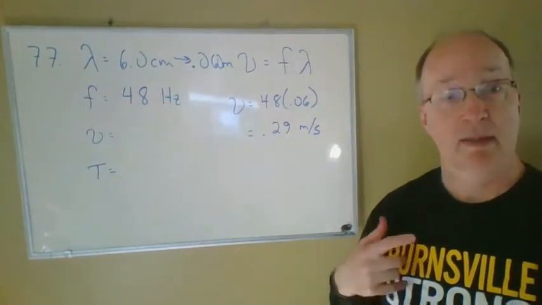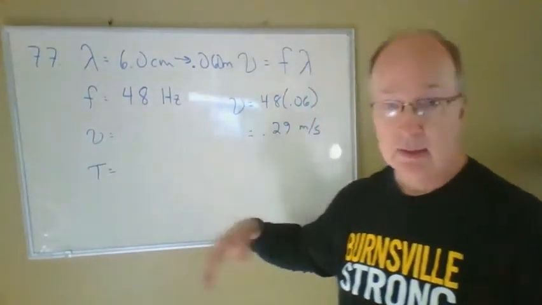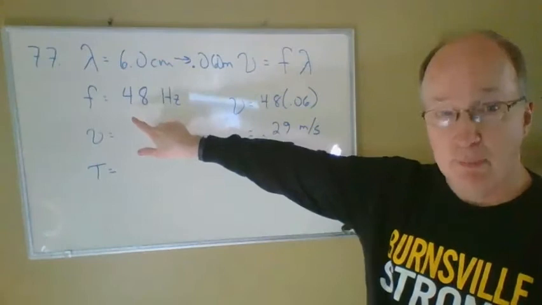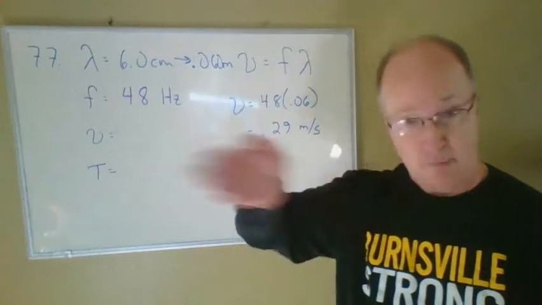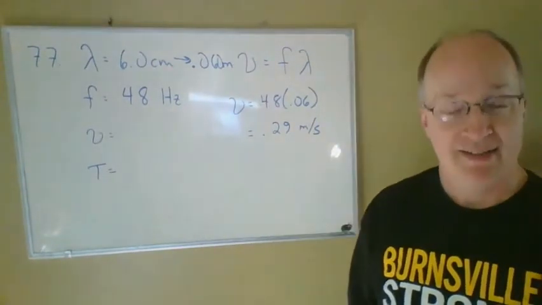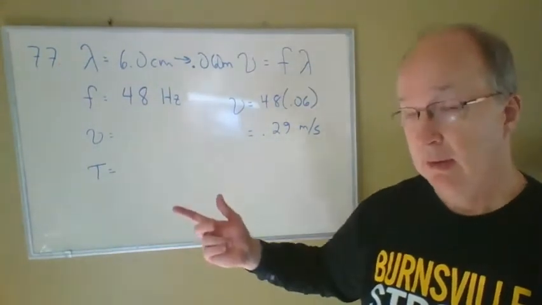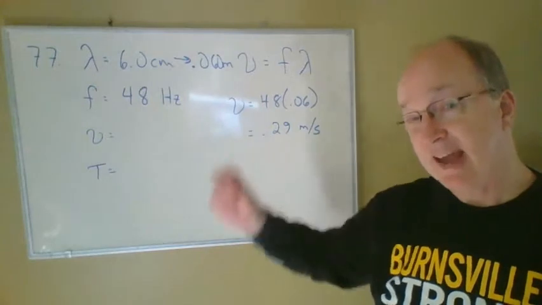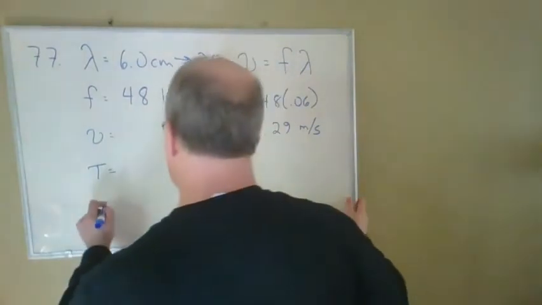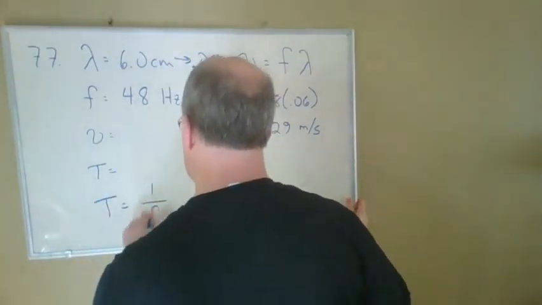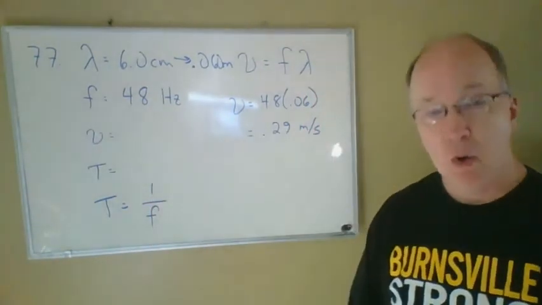For the second question, it asks about the period. Now remember, frequency is how often something happens. This wave oscillates 4.8 times per second. So every second, it's going to go up and down or back and forth, whatever it's doing, 4.8 times. Period is the inverse of that. The period is how many seconds does it take to do it once? Or in other words, the equation for period is the inverse or reciprocal of the frequency. The period is always going to be 1 over the frequency.